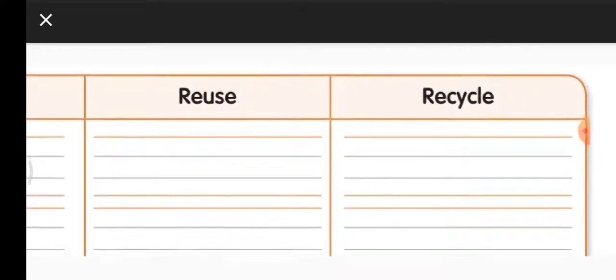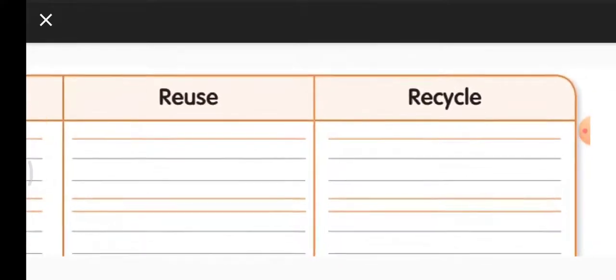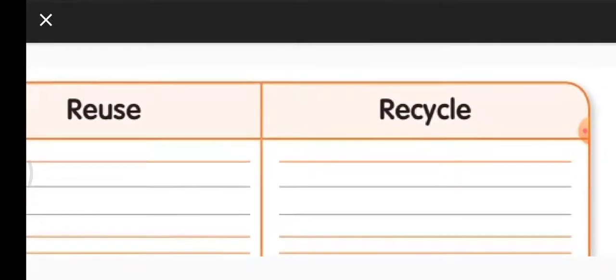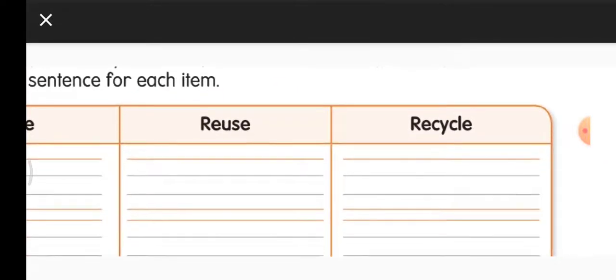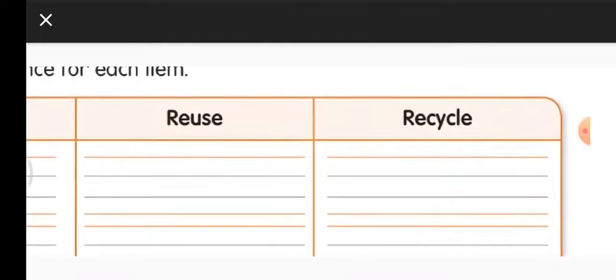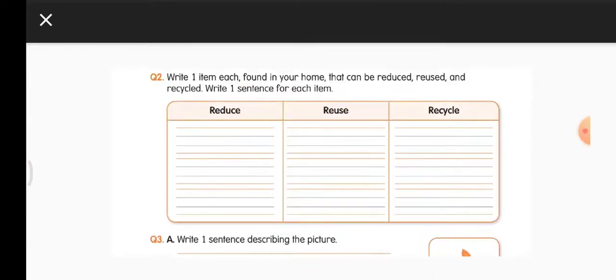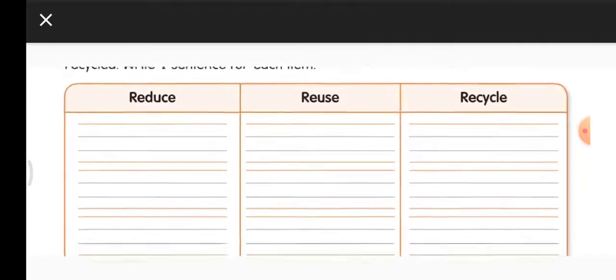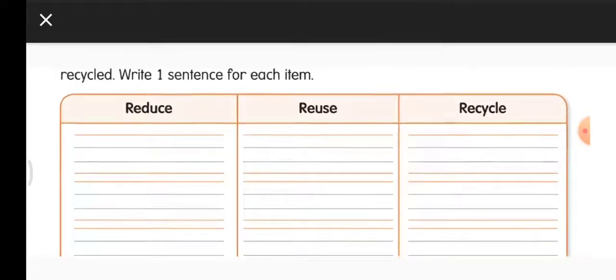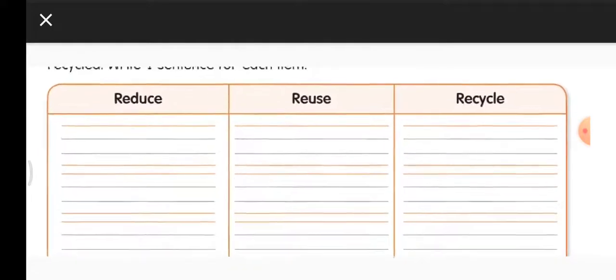Recycle, how can you recycle things? Okay, the metal cans can be made into new metal sheets or new things, right? And actually you can give more ideas. If your ideas are better, you can write your own ideas here.